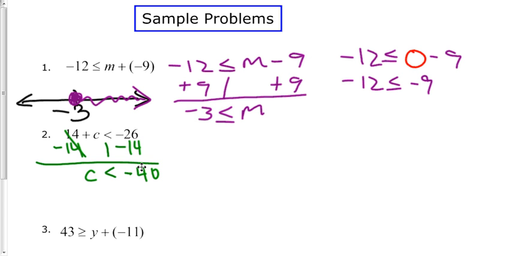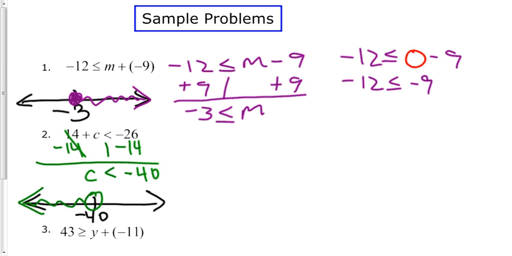If I want to graph this, I'm going to make my number line here and make my boundary. I've got c is less than negative 40, so it's an open circle. And I ask myself, what numbers are less than negative 40? All the numbers over here, negative 41, negative 42, and so forth.